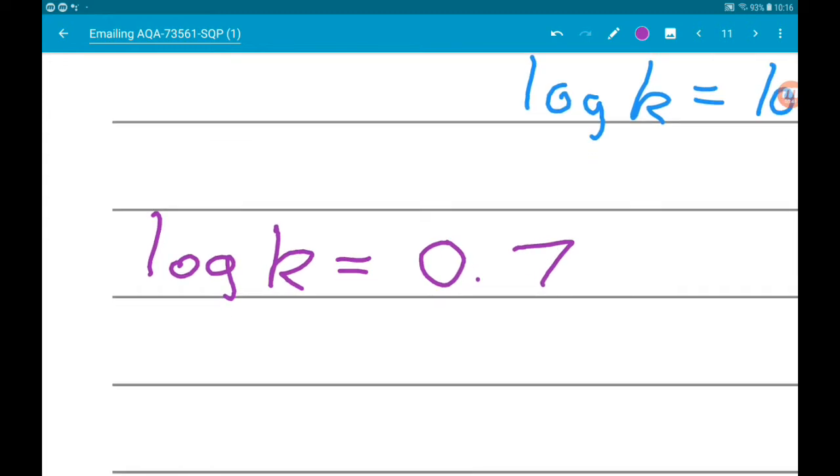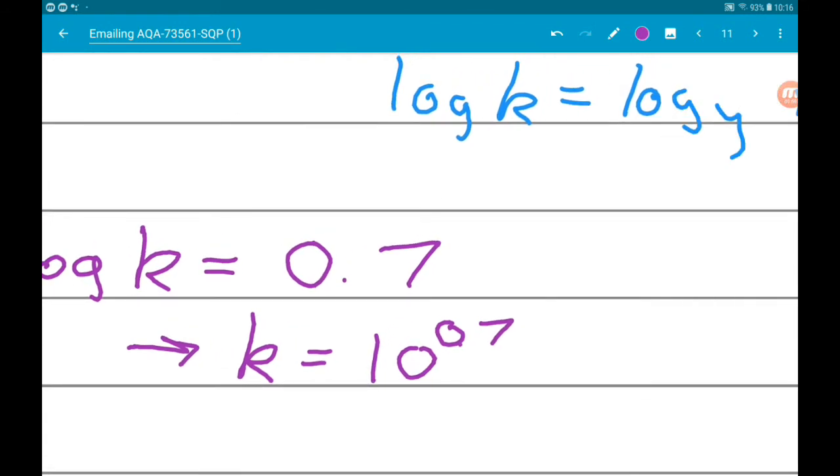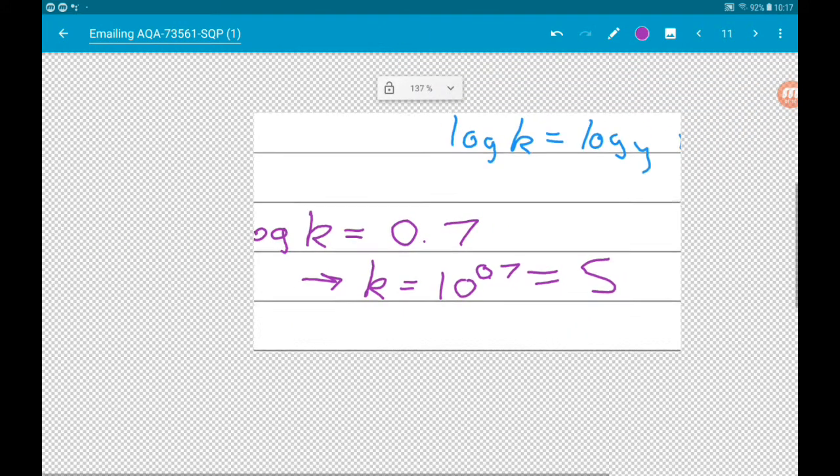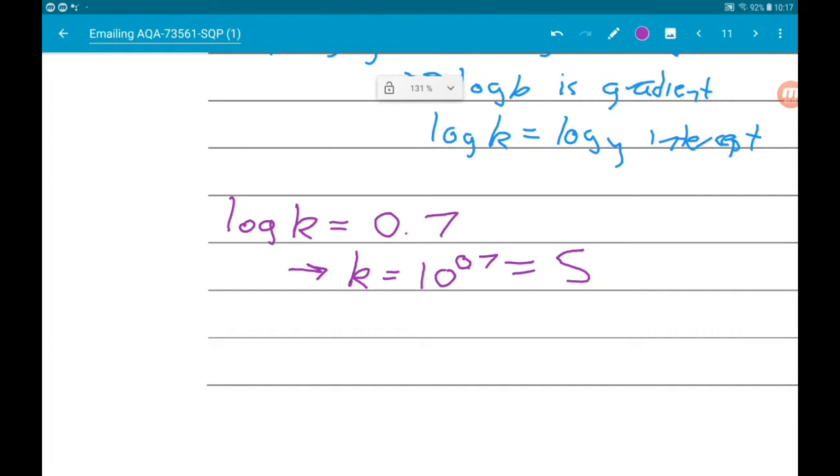Now this is saying log base 10 of k is 0.7. So k is equal to 10 to the 0.7, which I make to be 5. So there's the value of k. Now we need the value of b. Now to find the value of b, well, remember log b is the gradient of the line. So let's find the gradient.